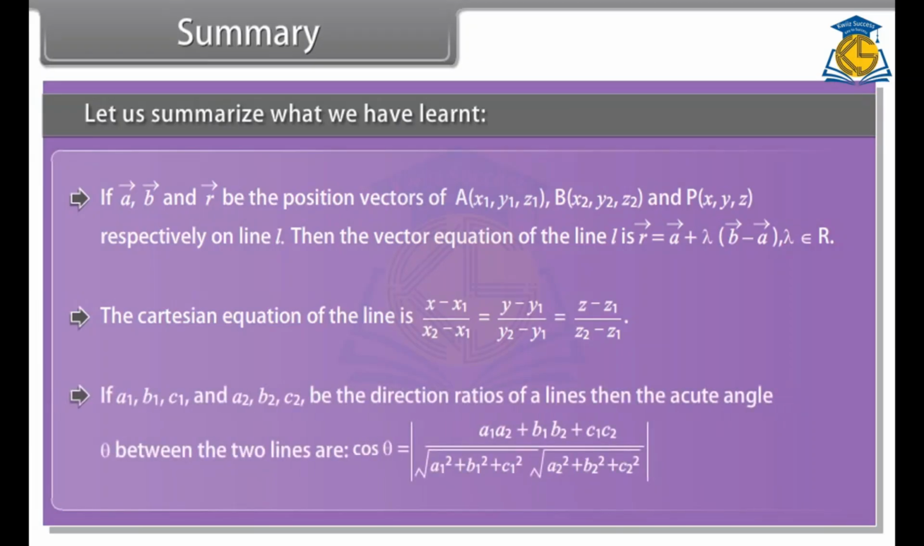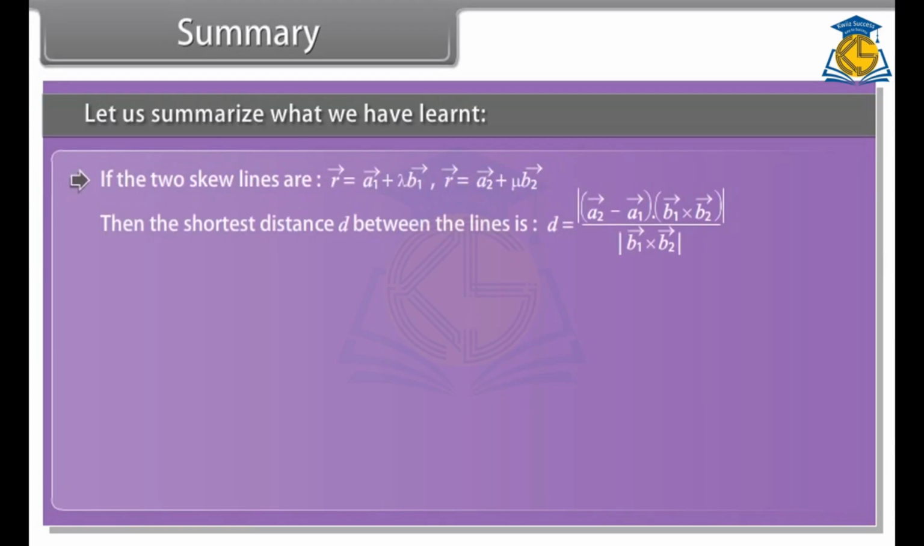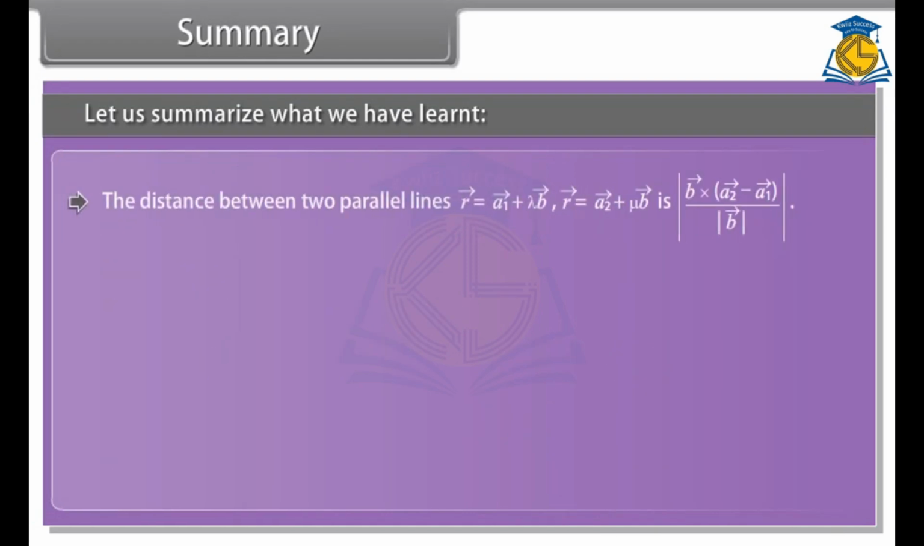If a1, b1, c1 and a2, b2, c2 are the direction ratios of a line, then the acute angle theta between the two lines is. If the two skew lines are, then the shortest distance d between the lines is. In Cartesian form, the shortest distance between the lines is. The distance between two parallel lines is.